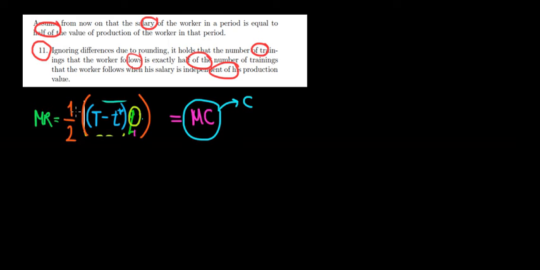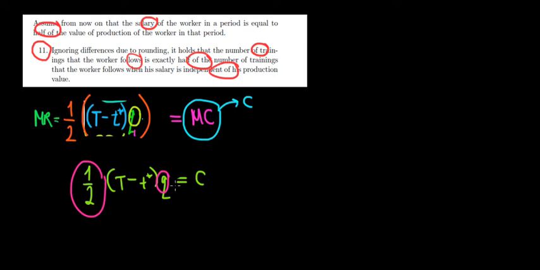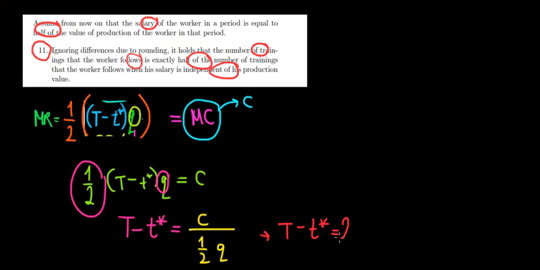We will have 1/2 multiplied with T minus T star times the quantity Q equals C. Let's take 1/2 and Q to the other side. We're left with T minus T star, which is equal to C divided by 1/2 times Q. Now what's that going to be? So we'll have T minus T star, which is equal to 2 multiplied with C divided by Q.